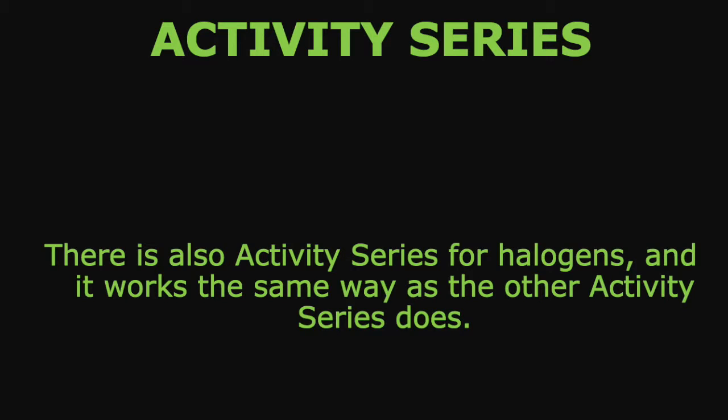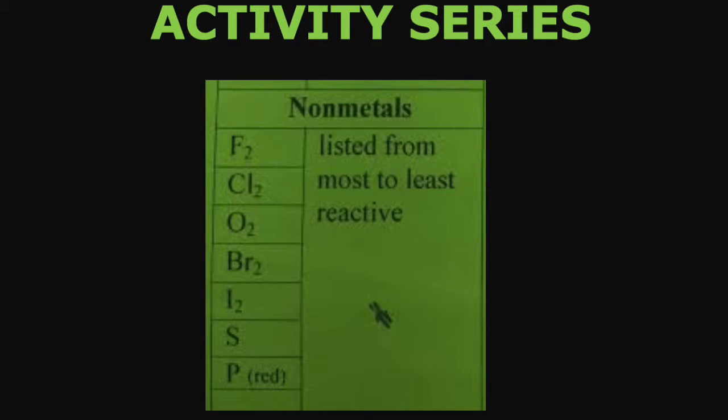There is also an activity series for halogens, and it works the same way as the previous activity series, meaning that the elements at the top of the list are more reactive than the elements at the bottom of the list. This is the halogen activity series. Fluorine at the top is the most reactive, and then chlorine, and then oxygen, and then bromine, then iodine, then sulfur, and then phosphorus. Phosphorus is the least reactive halogen.